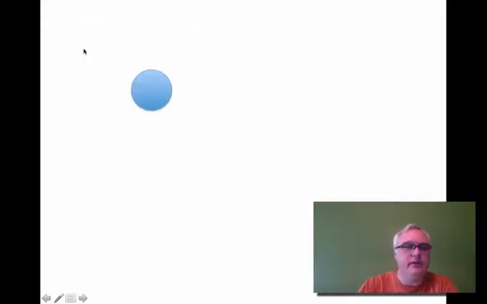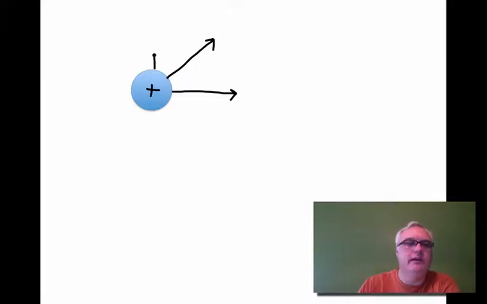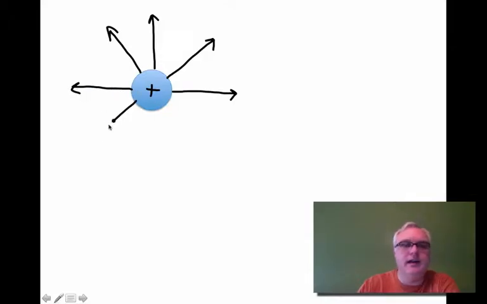So here's a positive charge, and if we wanted to draw the electric field around this positive charge, I would imagine a positive charge at each point, and I would look at which way that positive charge would move. So if I had another positive charge right here, it would be repelled by this positive charge, and it would move in this direction. Same thing if it was here, or here, and you get the idea. So these lines show me the direction of the electric field. They're electric field lines.